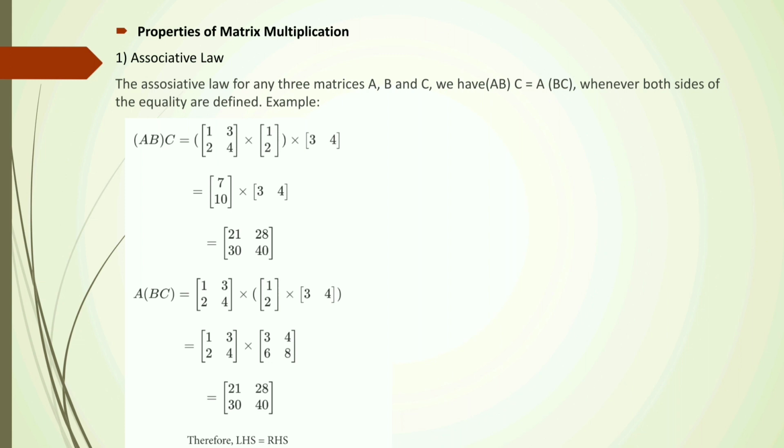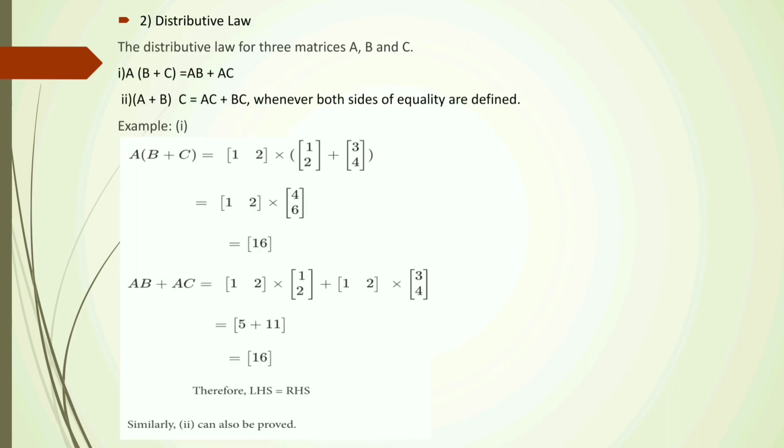Now here you can prove the associative law of matrix multiplication by multiplying these three matrices. Now, the second property is distributive law. The distributive law for three matrices A, B and C. In this, first we have to prove A(B plus C) equals AB plus AC, and the second one, (A plus B)C equals AC plus BC, whenever both sides of equality are defined. Here you can take A equals [1 2], B equals [1 2] and C equals [3 4], and you can prove the first and second property of distributive law by adding and multiplying the matrices.